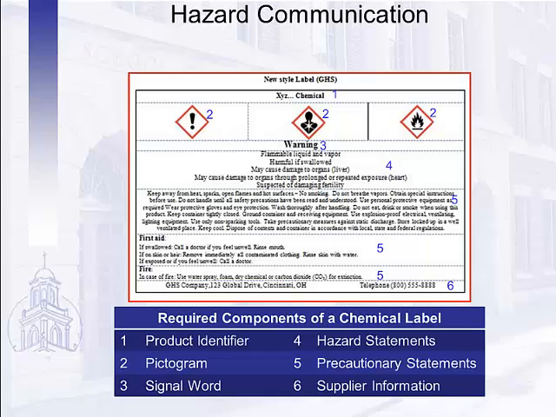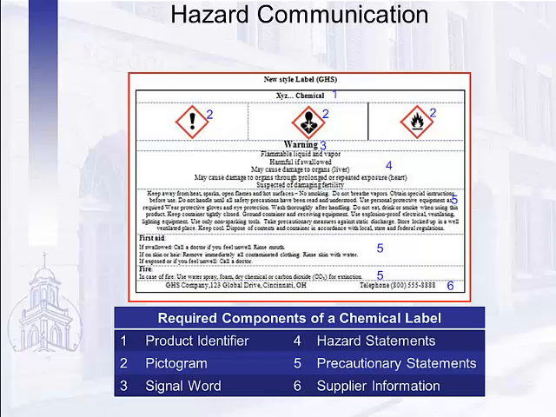Labels will require the following elements. When a chemical is transferred from one container to a secondary container, that secondary container must be labeled with the name of the manufacturer and some indication of the primary hazard. Product identifier: the exact name of the subject chemical product. Pictogram: a symbol plus other graphic elements such as a border, background pattern, or color that is intended to convey specific information about the hazards of a chemical.